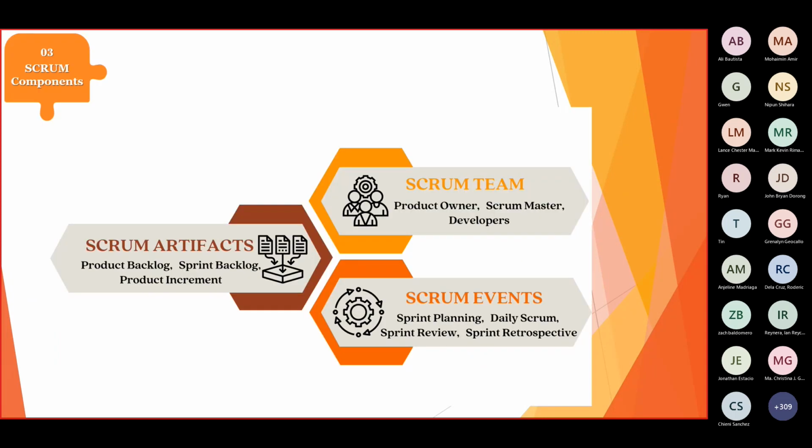So we have here three components: the Scrum team, the Scrum artifacts, and the Scrum events. For the Scrum team, we have three key important roles, which are the product owner, the Scrum master, and the developers. For the Scrum artifacts, we have the product backlog, the sprint backlog, and the product increment. And then for the Scrum events, we actually have four: the sprint planning, the daily Scrum, the sprint review, and the sprint retrospective.